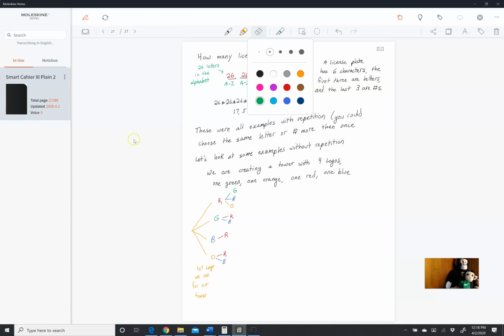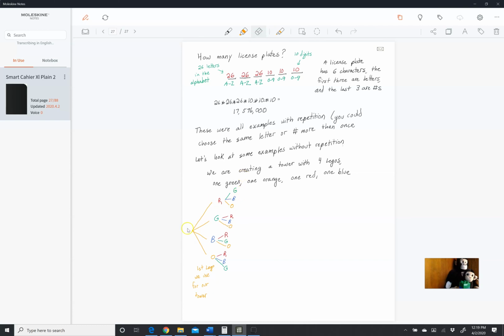Green, we can't use the green here because we already used it. But we can use the green as a second possibility here. And we can use the green as a third possibility here. For the green, we have red and blue already. We can use the orange as another possibility. And the same thing if we did the blue first. We can use the orange as another possibility. Okay.